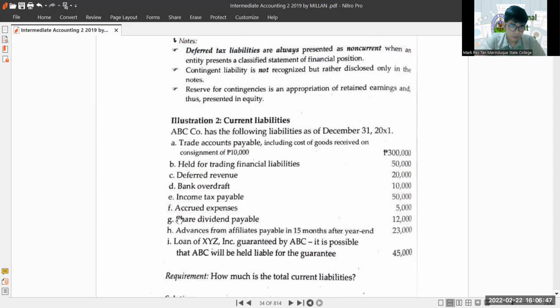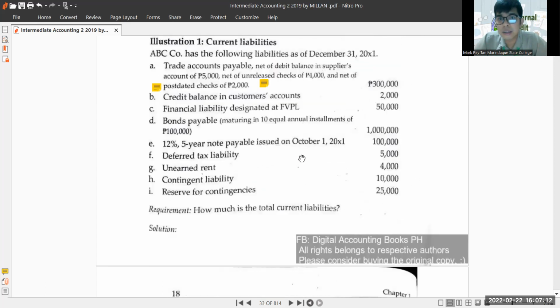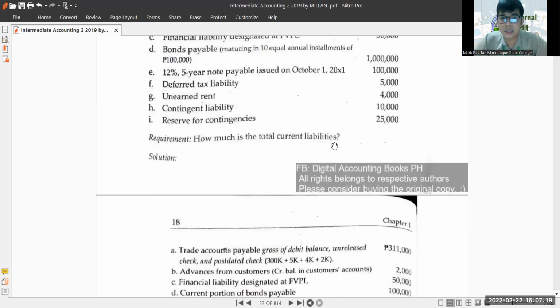There are 9 items for consideration. Then the question is the same. Ganun din yung year. Okay. Trade accounts payable, including cost of goods received on consignment. Class dito, paki-take note na lang yung word na including. Ibig sabihin, isinama. Unlike kanina dito, sa net. Net of, binawas. Kaya binabalik natin.